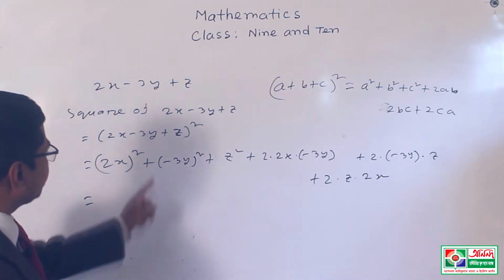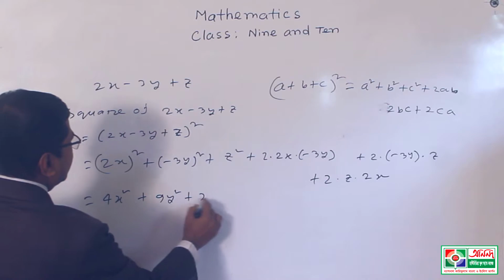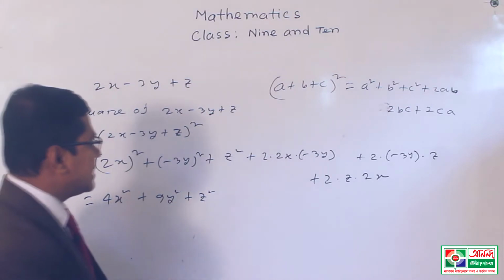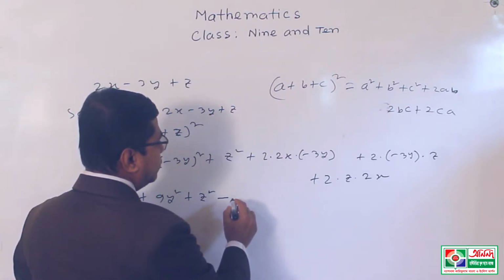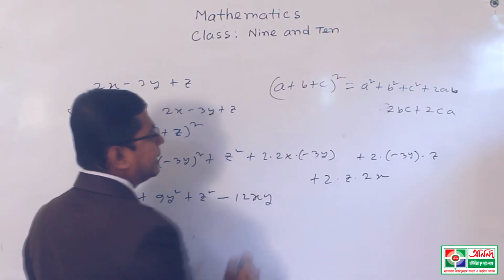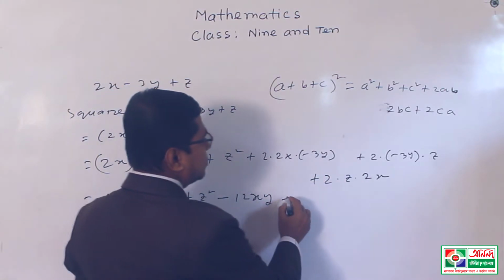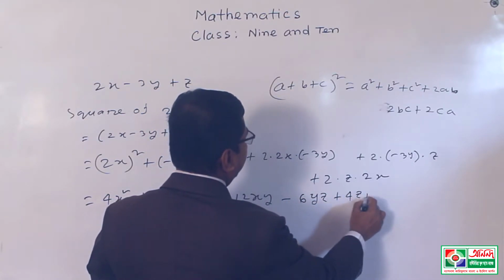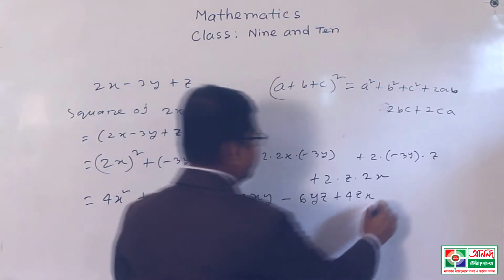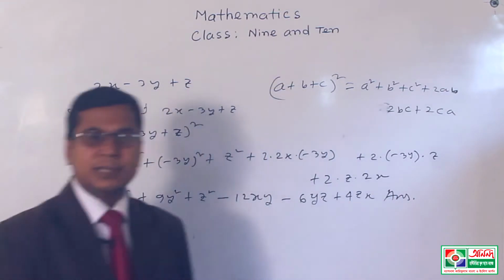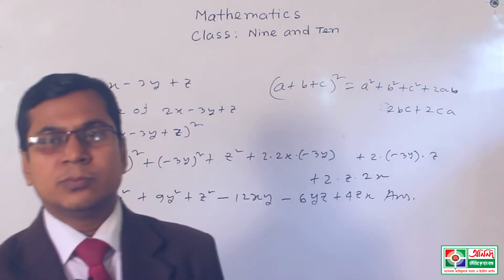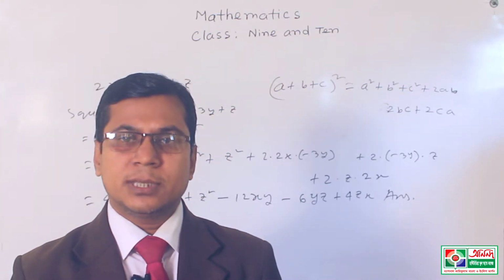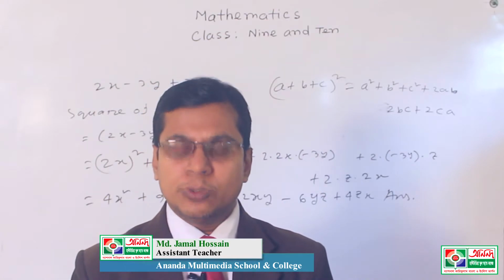Look at, you can write here 9y square plus z square, and then you calculate. At first sign plus into minus is minus, and you can write here 2 into 2, 4, 4 into 3, 12xy, and here plus into minus is minus, so you can write here 6yz plus 4zx. This is the answer. Dear students, I hope you have understood it easily, and you can do the other problems of this exercise from your textbook.